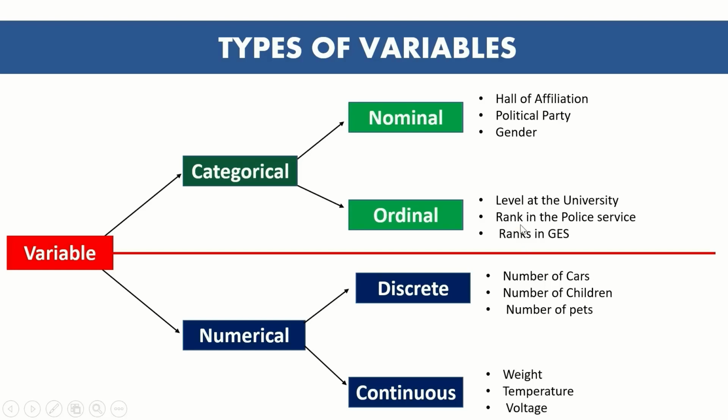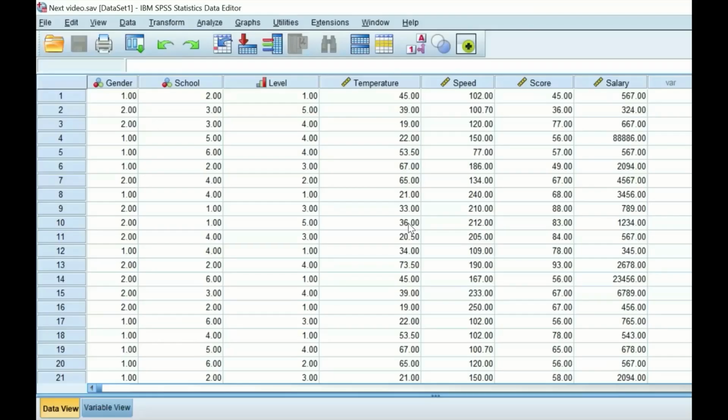Now we are going back to SPSS to check how these variables look like and what descriptive options are appropriate for each of them, so that we will not just be picking any descriptive options anyhow for any kind of data we have, which may not be appropriate.